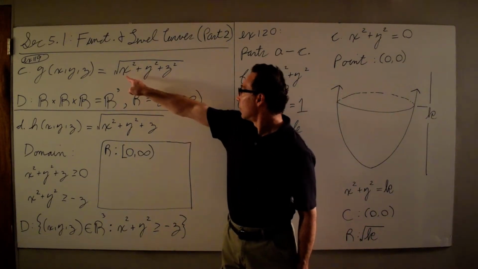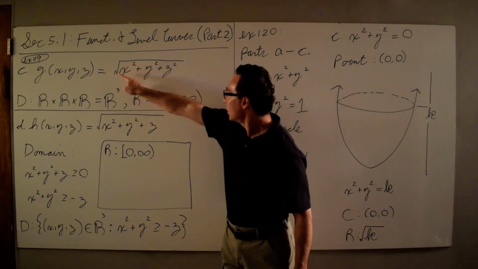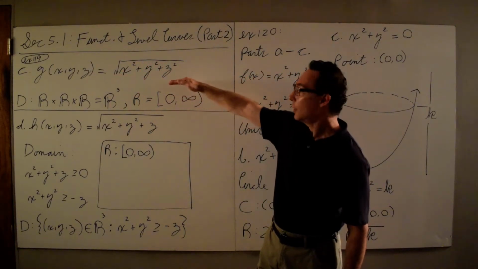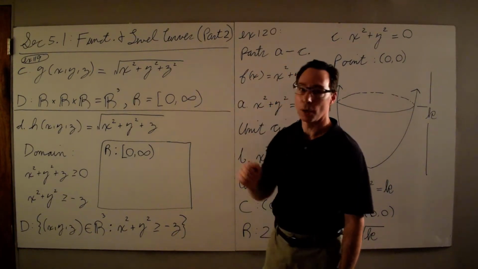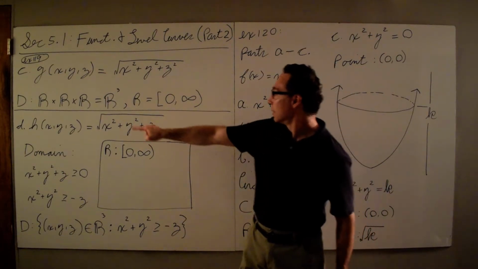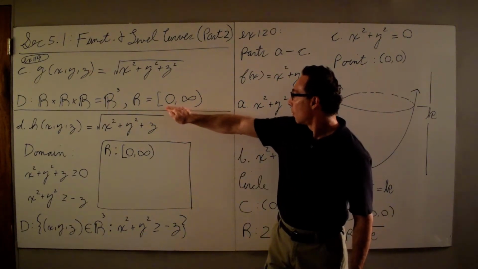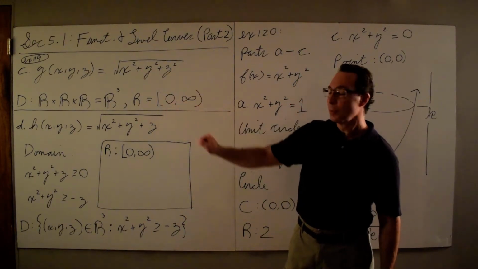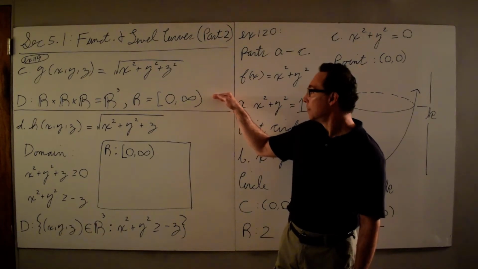Why? Well, there aren't any numbers that we can't square. We can add these non-negative numbers together. When you add non-negative numbers together, you get a non-negative number, and we'll take the square root of that. So the domain is all of R3. The range, all the non-negative reals. This is a similar reason as part B.